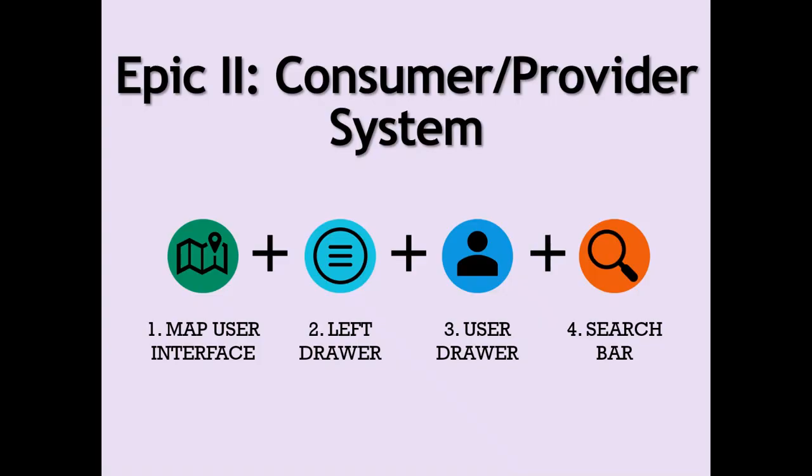So the second epic was the consumer and provider system. This one took two sprints. The first one took one sprint. For this one, we have the development of the map user interface, the left drawer and most of the navigation, the user drawer, and the search bar function.